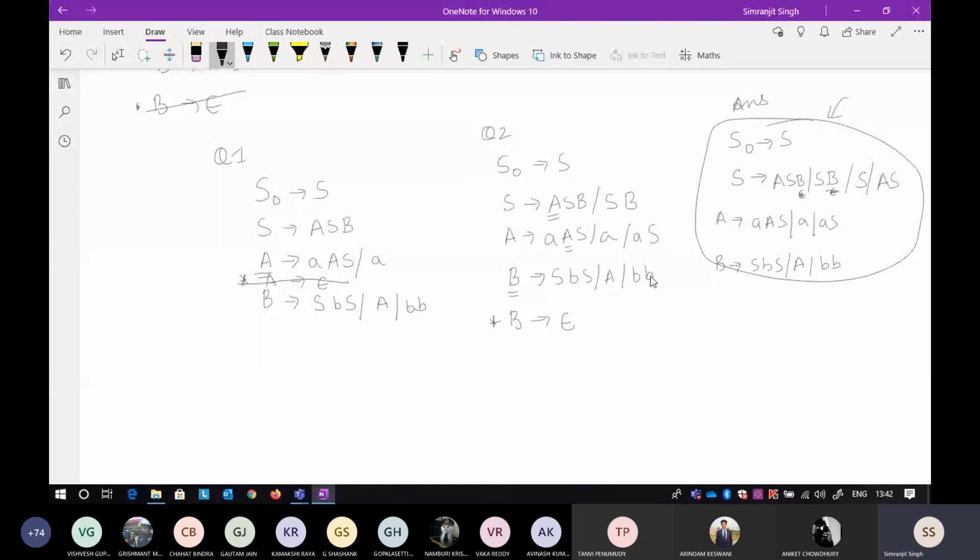Okay, do not stop here, and do not think that because B tends to A, and A is actually epsilon, epsilon will also be included in that symbol.